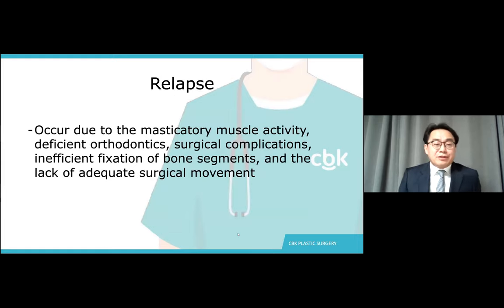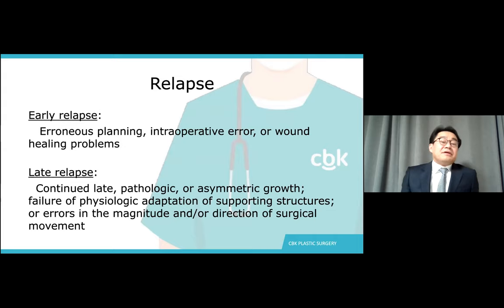Relapse is the third most common cause of reoperation. Relapse occurs due to masticatory muscle activity, deficient orthodontics, surgical complication, inefficient fixation of a bony segment, or lack of adequate surgical movement. Early relapse results from erroneous planning, intraoperative error, or wound healing problems. And late relapse results from continued late pathologic asymmetric bony growth, failure of physiologic adaptation of supporting structures, or errors in the magnitude or direction of surgical movement.